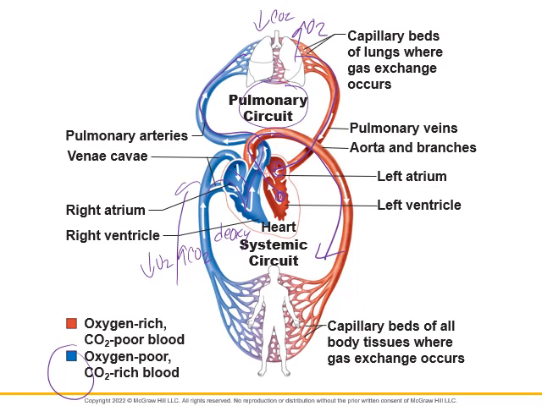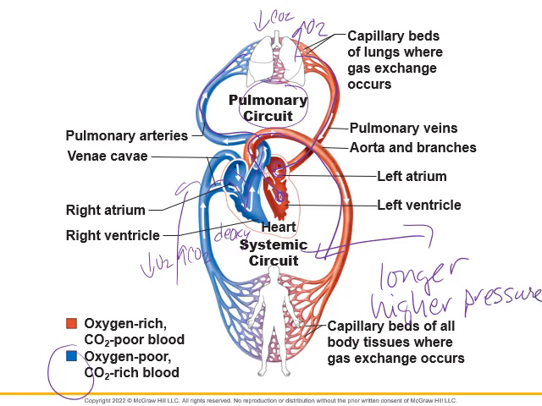You're just going from the heart out to the lungs and back. The systemic circuit, you're going from the heart all the way out to your fingers and toes, the top of your head, right? So the systemic circuit is a lot longer. You have to have higher pressure in order for the blood to make it all the way to the fingers and the toes. Pulmonary circuit, shorter, less pressure needed, right? We just have to go next door. We have to go from the heart to the lungs and back.